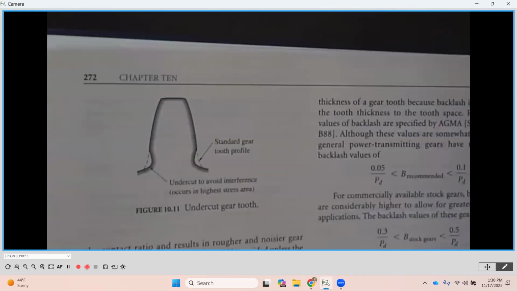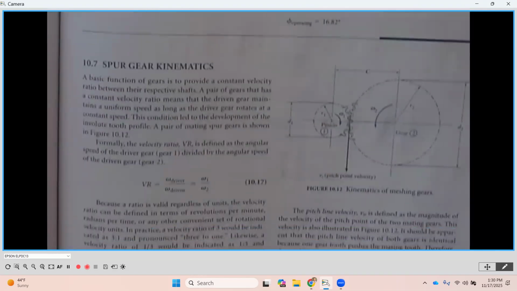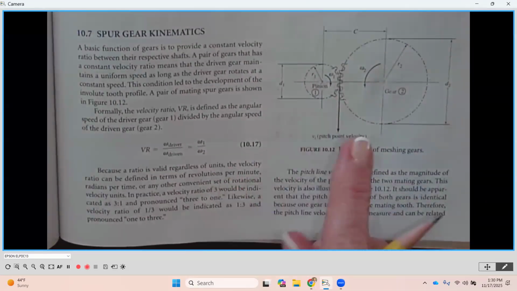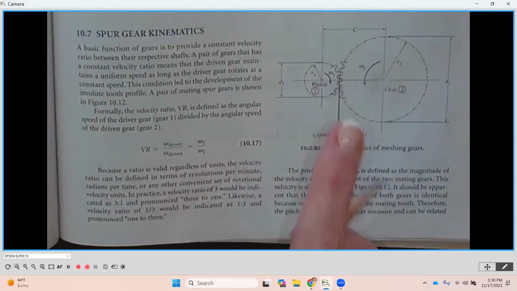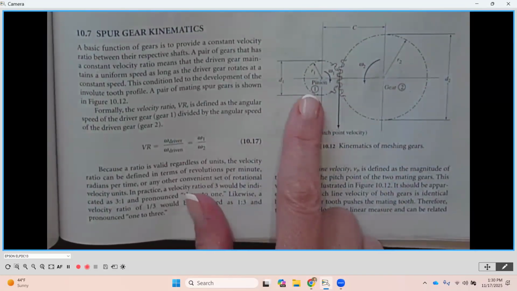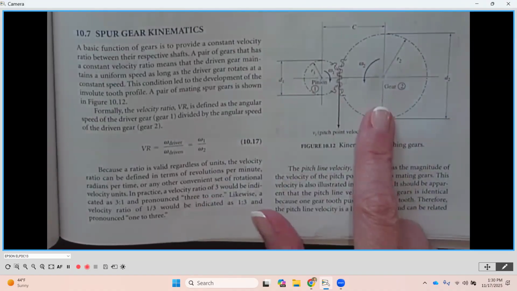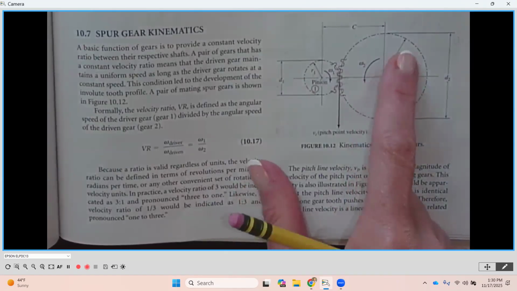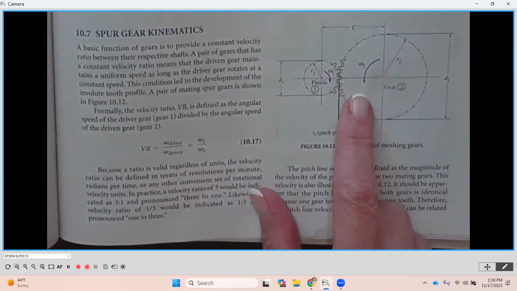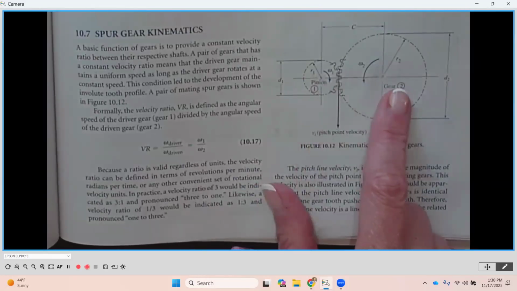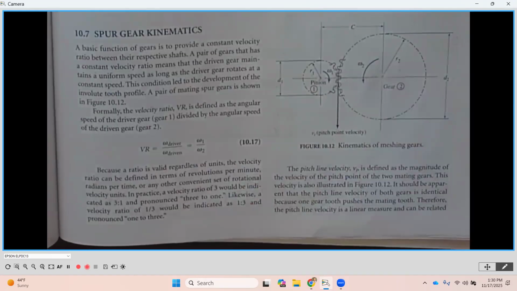So if we look back at the illustration, if we're calculating for pitch line speed, which would be the straight line velocity component here, we have to work with the same values. So if we're on the pinion side, it has to be the pinion radius times the angular velocity of the pinion. If we're on the gear side, it has to be the radius of the gear times its angular velocity. We can't mix and match. We can't use W1 and R2. Okay, so make sure.